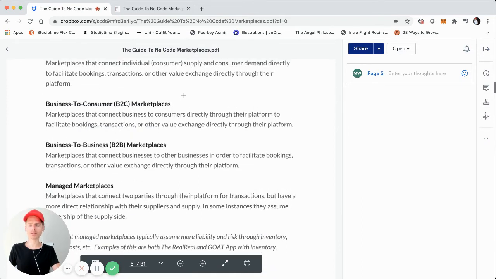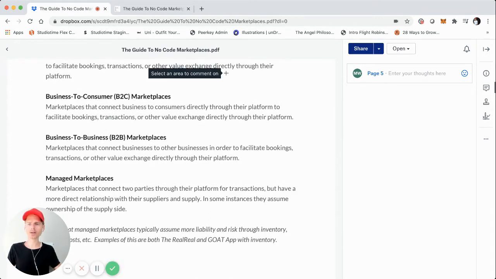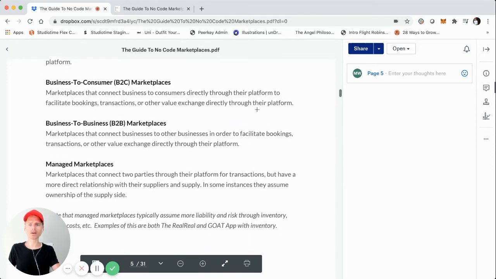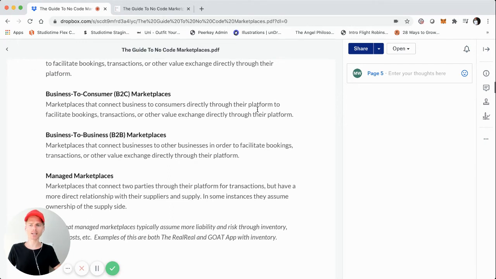Then the next, which is a little bit more popular right now, is going to be the business-to-business or B2B marketplaces. These are marketplaces that connect businesses to other businesses for bookings, transactions, or some other kind of value exchange through their platform. And these are increasingly popular right now. Individuals that have deep domain expertise in a specific industry are definitely well equipped to start these business-to-business marketplaces, because they take that deep industry insight and unique understanding in order to start these B2B marketplaces.